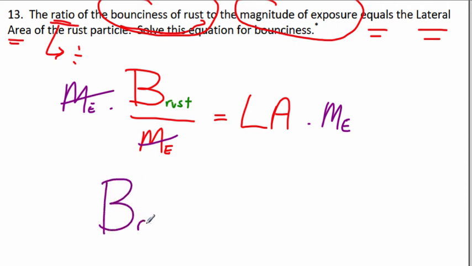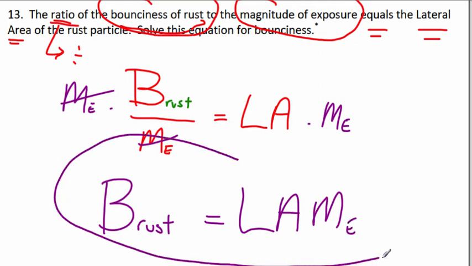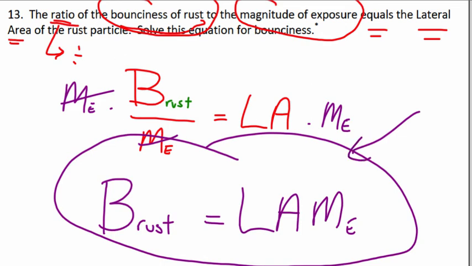B, the bounciness of rust, is equal to LA times m, subscript e. That, if you have Mr. Brust right now and you're in his room, bring him over, show him that. Ask him what he thinks.